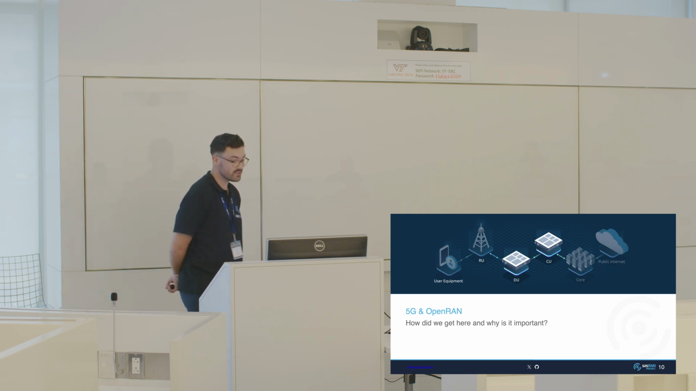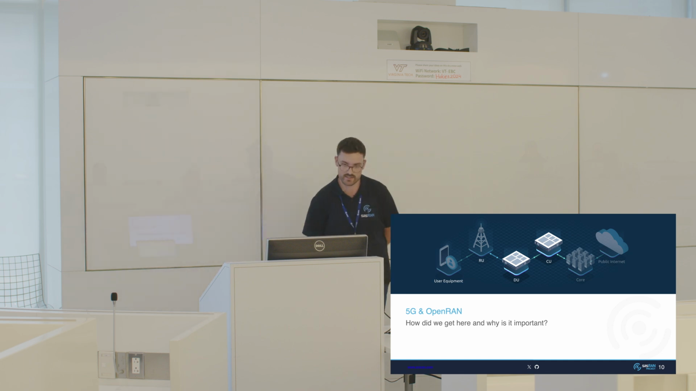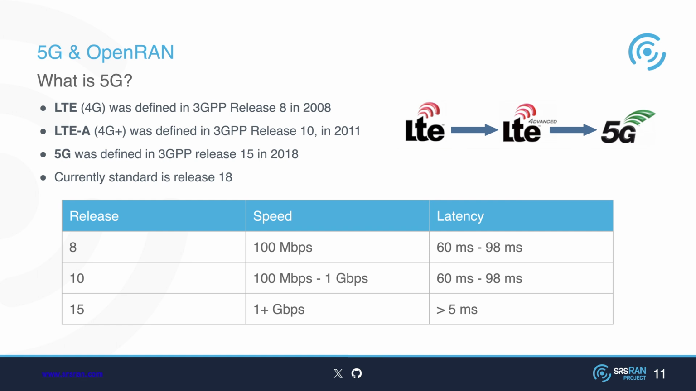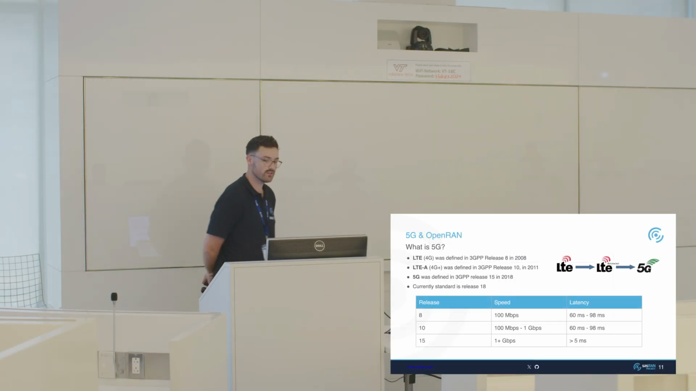Sometimes called LTE, depends on where you are. The first release of LTE 4G was in 2008, release 8. Then we moved to 4G Plus, LTE Advanced, which was release 10 in 2011. And now we're at the first standards of 5G, which occurred in 2018. And currently we're at release 18.